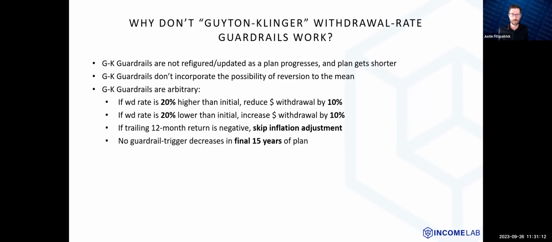Similarly, skipping the decreases in the final 15 years of the plan, although that may seem reasonable, that number is arbitrary. Should it be 15? Is it that there is no risk now in a plan that's shorter than 15 years? Are adjustments no longer important? Probably not. Instead, it's kind of an arbitrary piece. And that, I think, is the core to why withdrawal rate guardrails and Guyton-Klinger in particular perform so poorly.